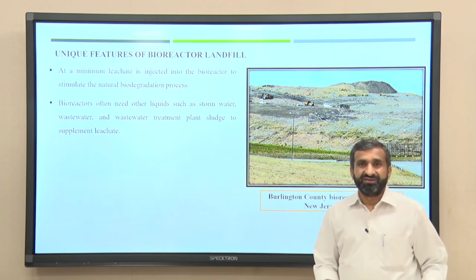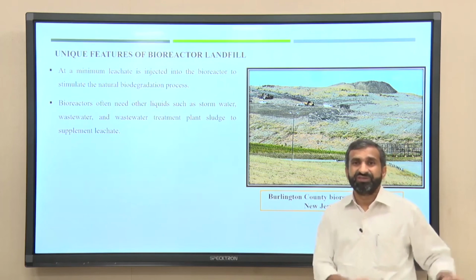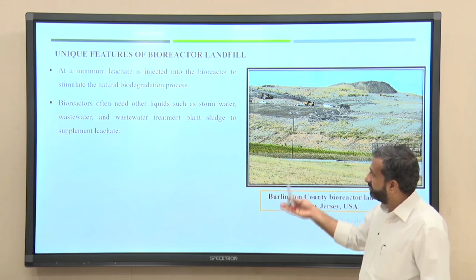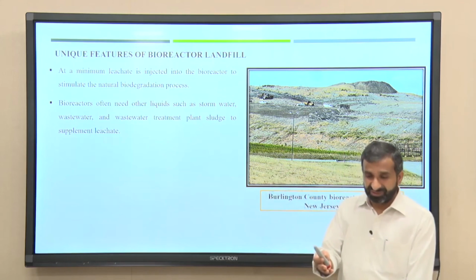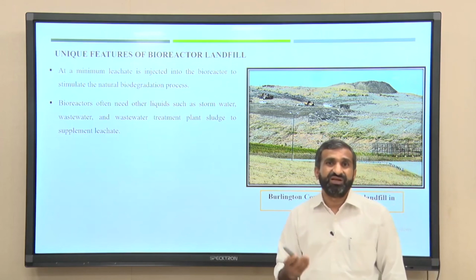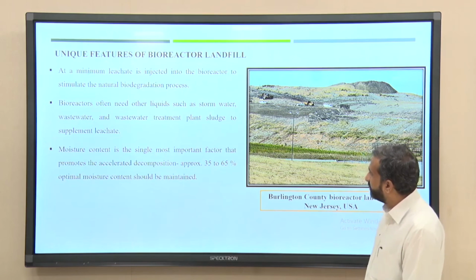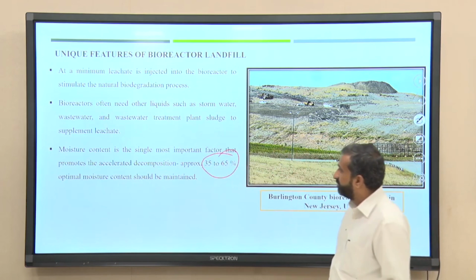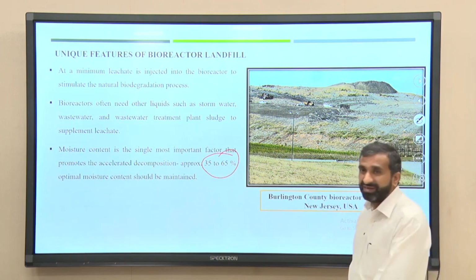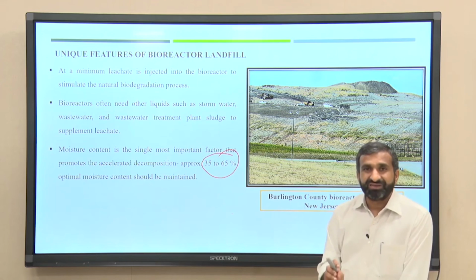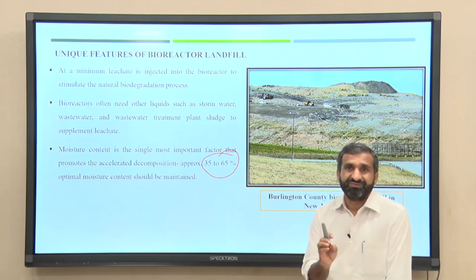So obviously the leachate production also will not be high, but when you talk about India, the leachate production itself is very high. That is why they require other kinds of liquids like storm water, wastewater treatment, even sludge, because it contains a lot of microbes, which can enhance the degradation in the bioreactor facilities. Moisture content is the single most important factor that promotes accelerated decomposition. Approximately 35 to 65% optimum moisture content should be maintained for proper degradation. So in this entire bioreactor system, the major important factor is to maintain the moisture for the degradation process.